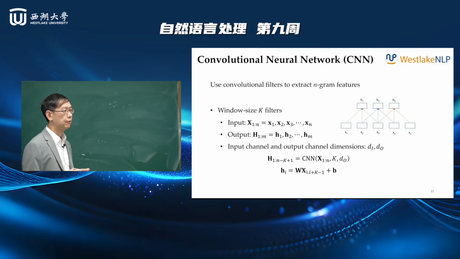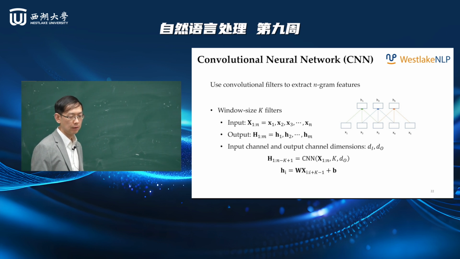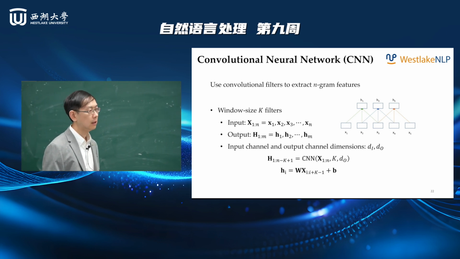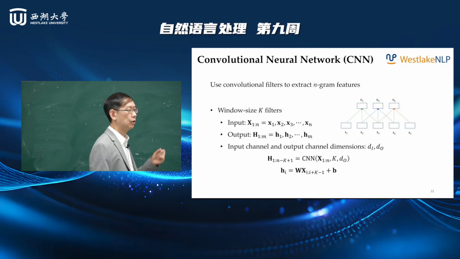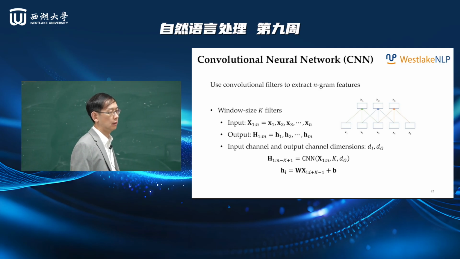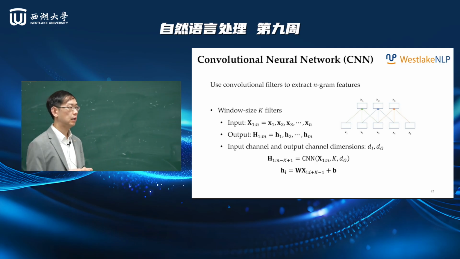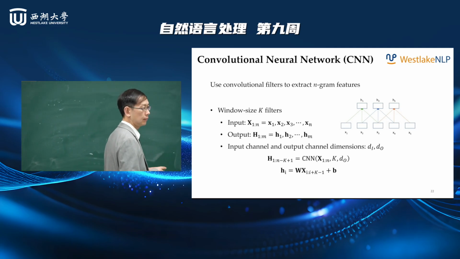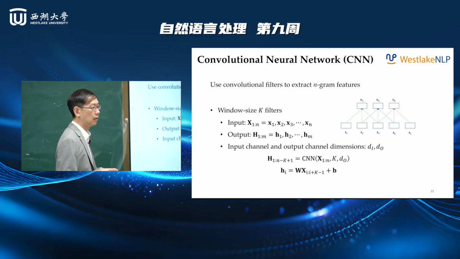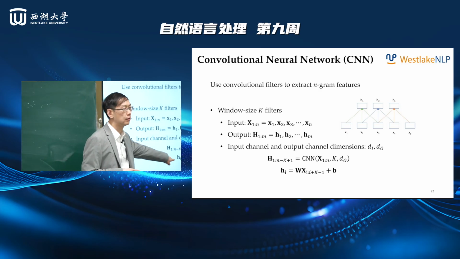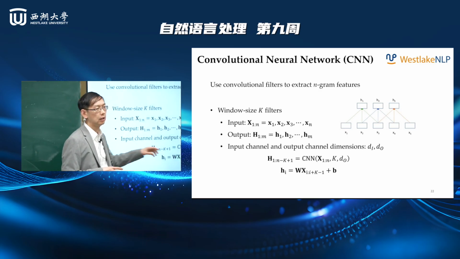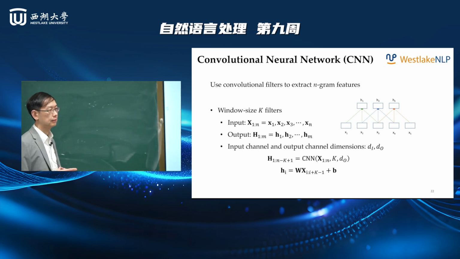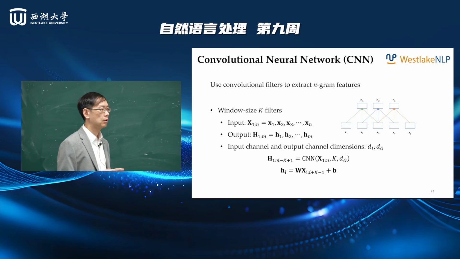And this is called a convolution filter. For example, x1, x2, x3 is a trigram. And we calculate a feature over these three words. And x2, x3, x4 is another trigram. We calculate another feature. The way we calculate these features is just an MLP. Actually, it's just a single layer perceptron with linear activation. It's shown here. And we give it a name, a convolution filter, by following the research on computer vision.